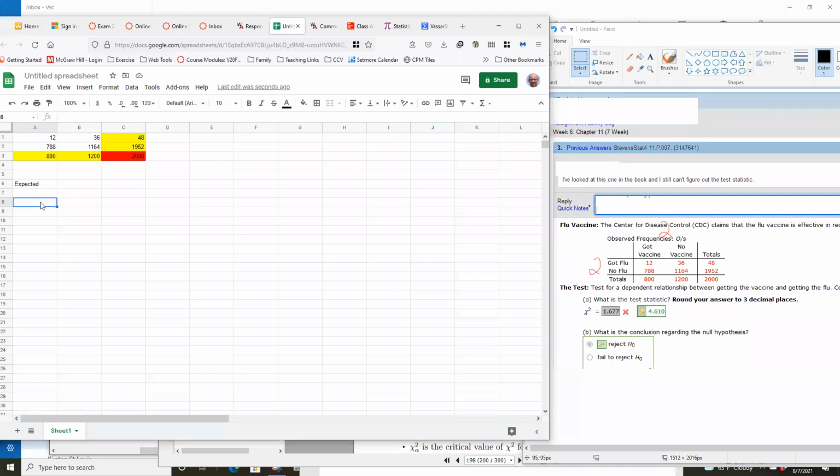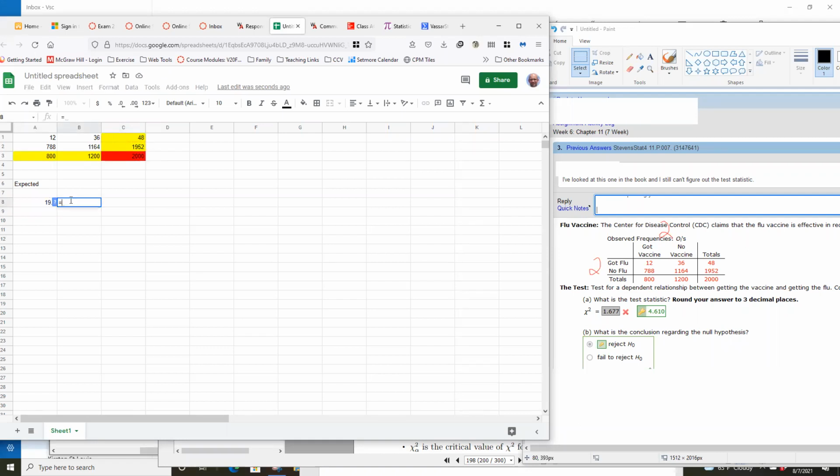Okay, now to get the expected value, we do the row total times the column total divided by the table total. That's how we get what we expected for the people that got the vaccine and got the flu, the breakthrough cases. So in the spreadsheet, I'm going to click on equals, click on the 48, times that by the 800, and then divide that by the 2000. That's what we'd expect to see if they're independent.